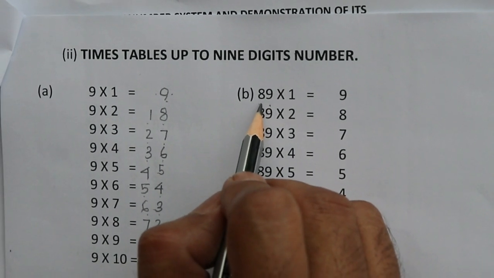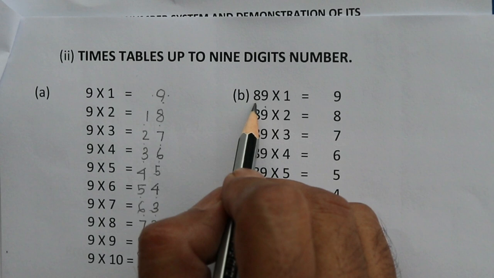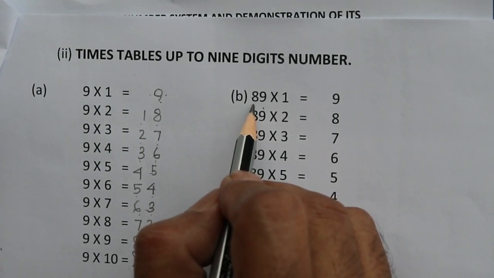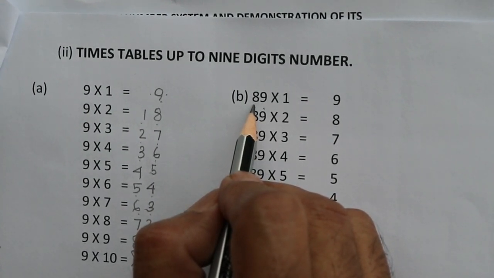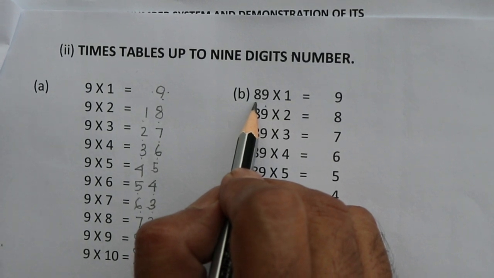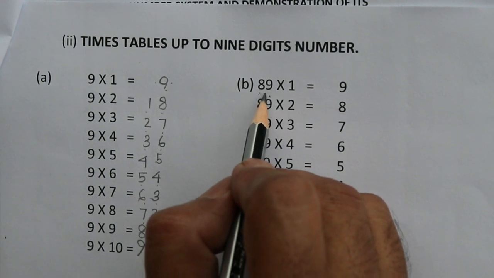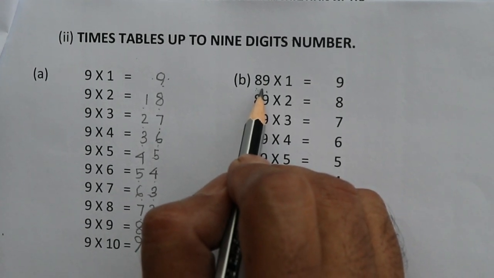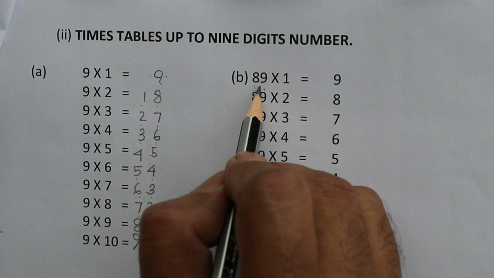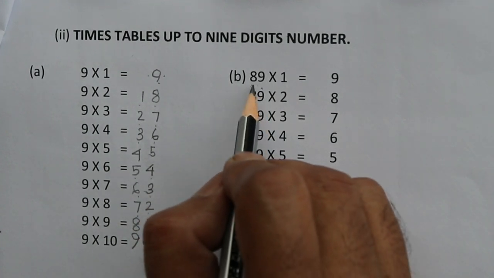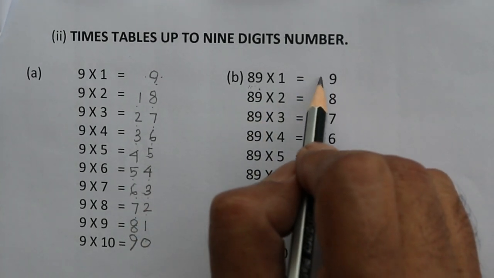89. The two numbers 9 and 89 have the same digit 9 in the ones place of the numbers. So the corresponding digits in the ones place of the two numbers are same. So we start from the tens place, 8.